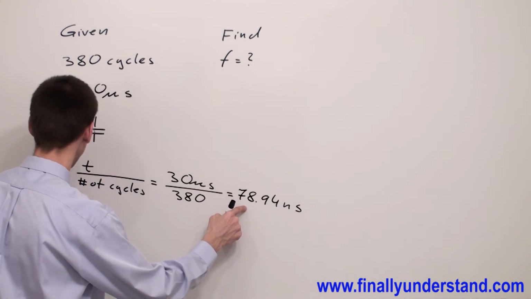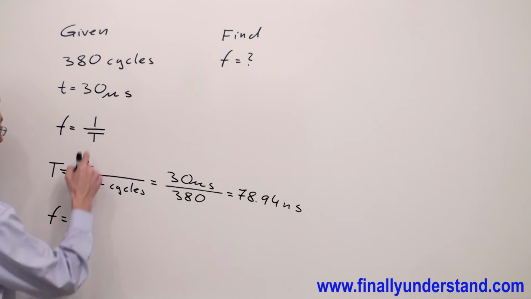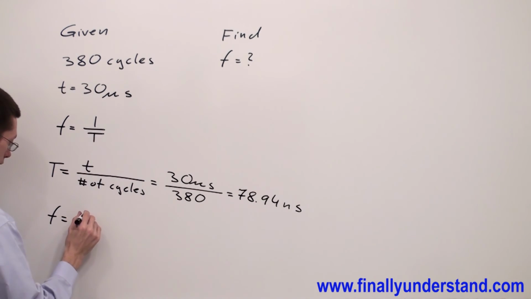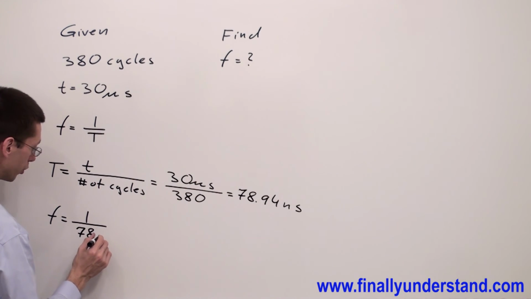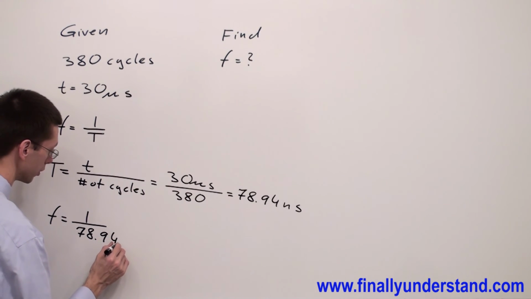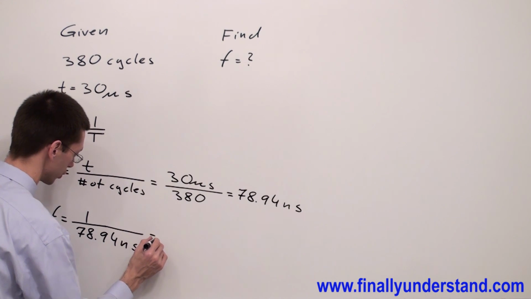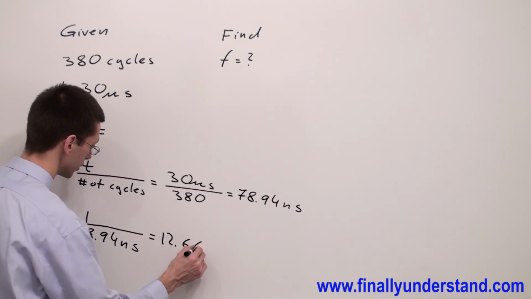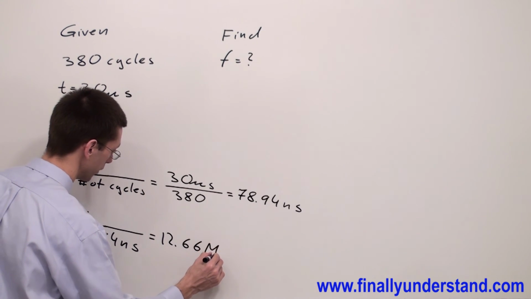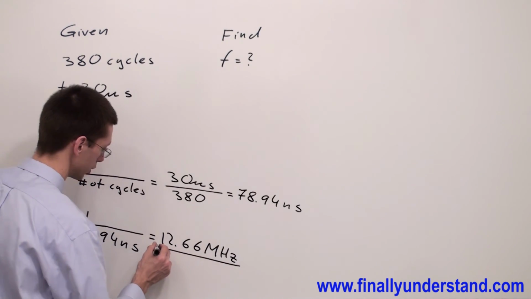Next, we can find the frequency. Frequency is equal to 1 over t. In this case, it's going to be 1 over 78.94 nanoseconds. This is going to be equal 12.66 megahertz. And this is the solution to my problem.